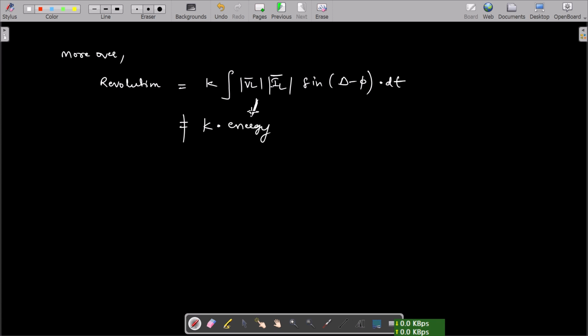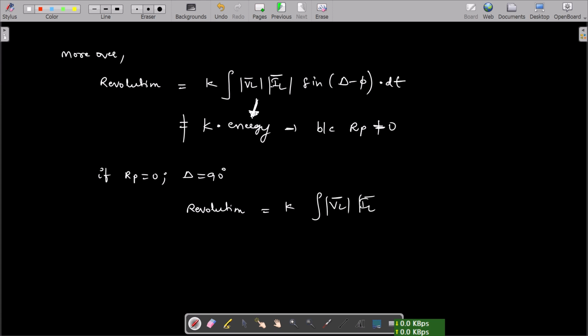This is not an ideal energy consumed by that load. This is why it is happening: because Rp, the shunt coil resistance, is not equal to 0. Now if Rp is equal to 0, then delta will be 90 degrees, then the number of revolutions will be equal to k times the integral of VL bar IL bar, and the sine of this will be 90 now, delta, so it will be cos phi into dt. So this will be equal to k into this part, which is nothing but energy consumed by that load.